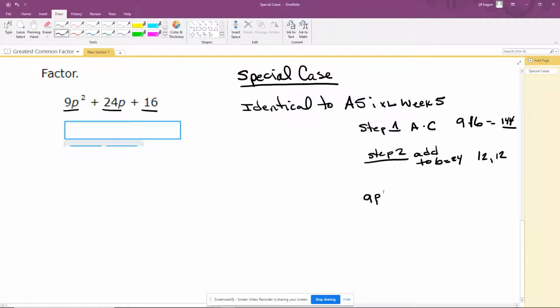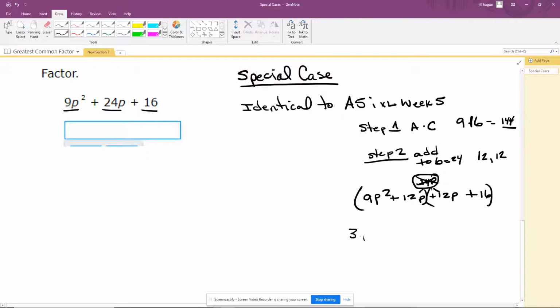So we would write 9p squared plus 12p plus 12p plus 16. This was my old 24p. I crossed that off and I wrote it as 12 and 12. Then we would group it and we would factor it.